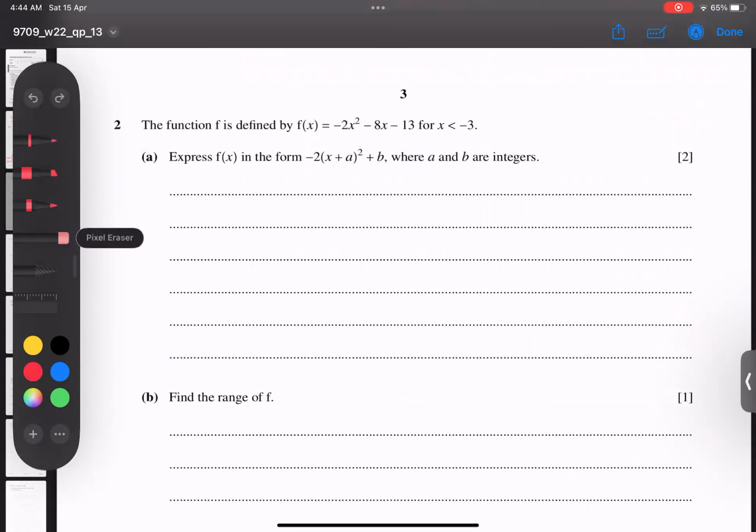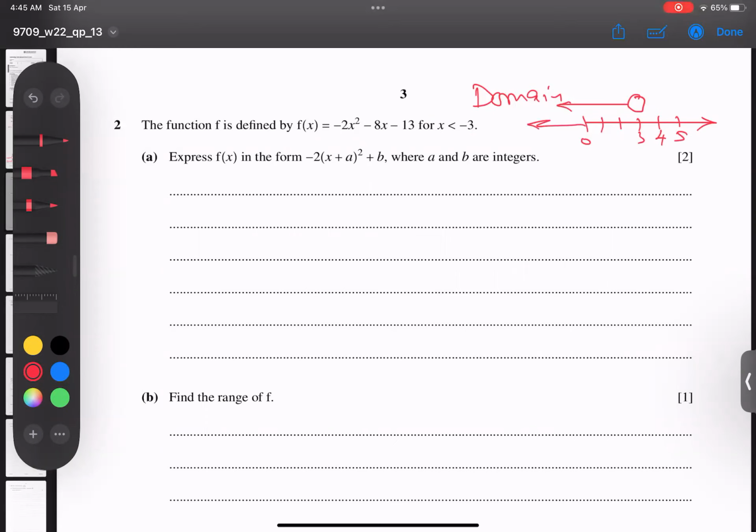Question number 2, we have a function given, and he has given this, which is called the domain. Domain stands for x values. Like we are bound, the x value starts from this 0. There's 1, 2, 3, 4, 5, 6. So 3, 4, 5, but 3 is not even included. On the right side, sorry, there's a less than. So it means x is less than this one, so it will go this way. So less than 3 is the domain.